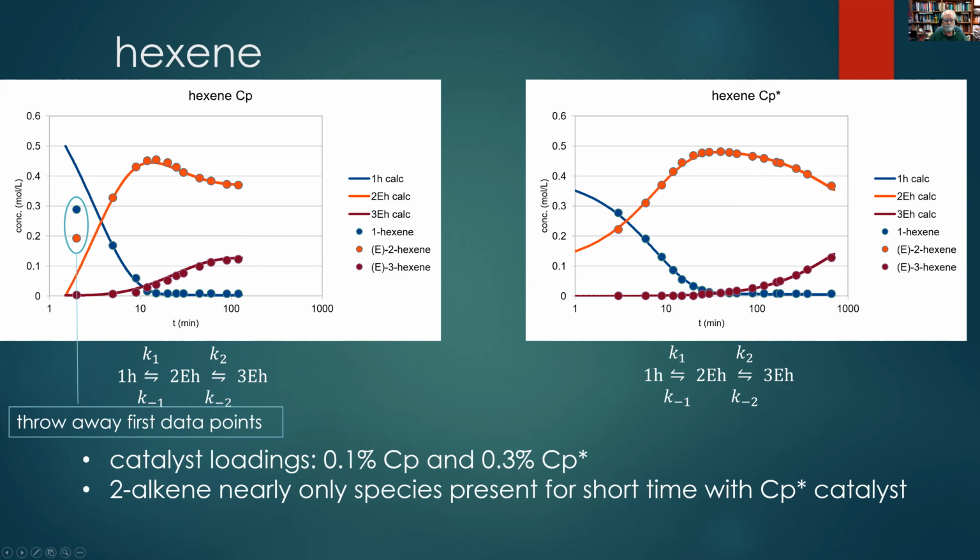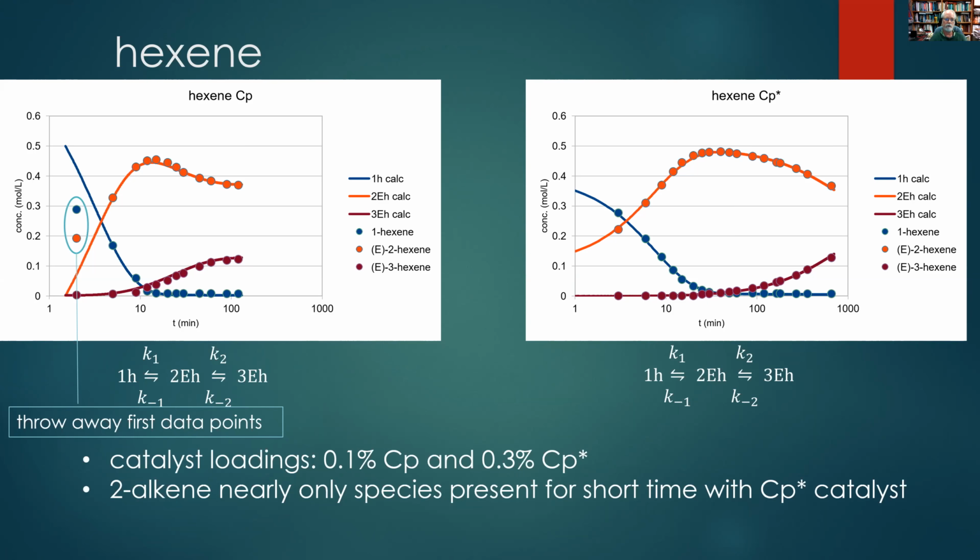And there is a difference in the amount of catalyst present in order to get these timescales similar. So I said the CP star catalyst is comparable in rate to the CP catalyst, but it is slower. And because of that, we're actually looking at any given time at 3 times the concentration of catalyst. Okay, so that's basically what's going on.